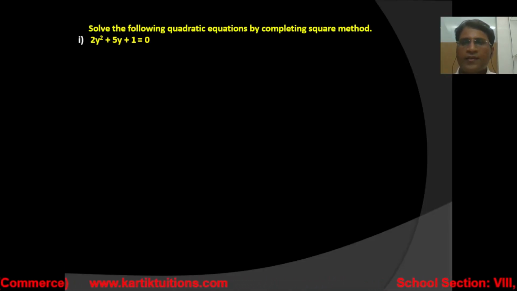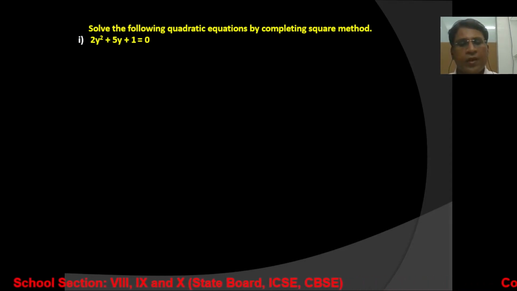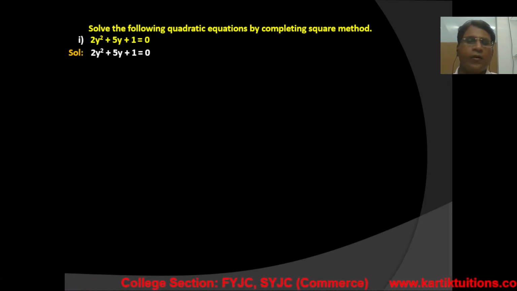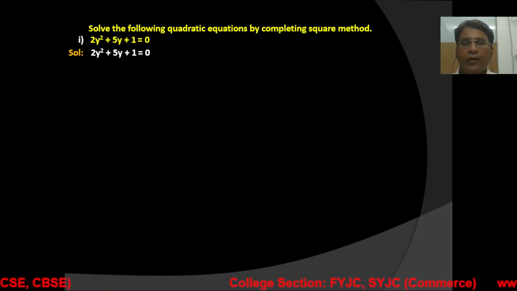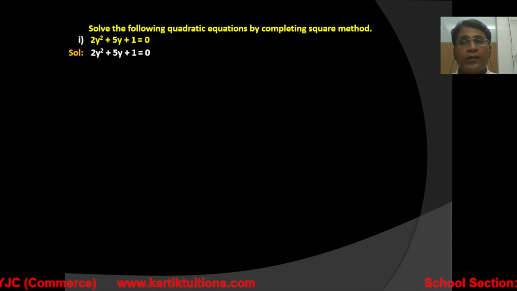I have taken this example to solve by the completing the square method. Now first step, we always write the sum as it is given in the question. So our question is 2y square plus 5y plus 1 is equal to 0. Now what is our first step? Check the coefficient of the square term, it has to be 1. Now here the square term is y square. What is the coefficient of y square? 2.